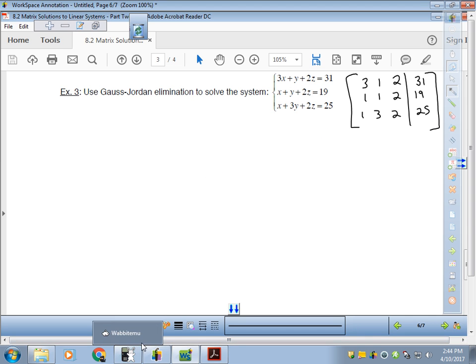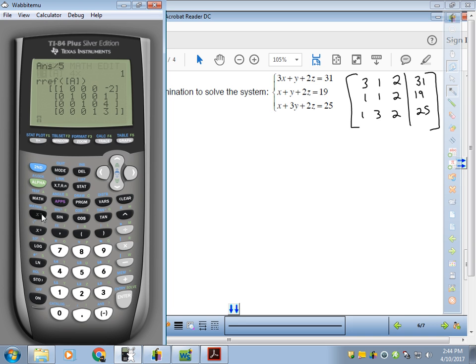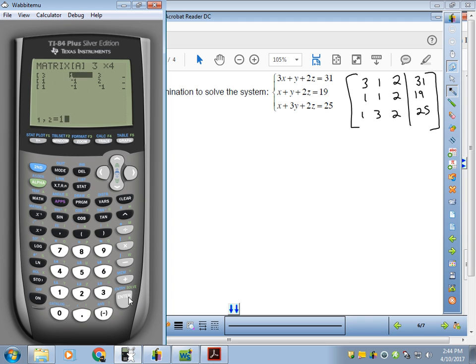And so I'm going to go into my calculator. I'm going to go into my matrix menu. I'm going to go over here and edit my matrix. This time I have 3 rows and 4 columns, so it is a 3 by 4. And then I'm just going to put in my numbers. 3, 1, 2, 31. 1, 1, 2, 19. 1, 3, 2, 25. And I'll just check it really quick. That's fine, that's fine, that's fine. That's fine. Okay, so my matrix is all good.